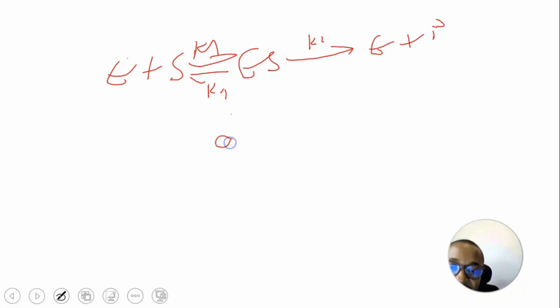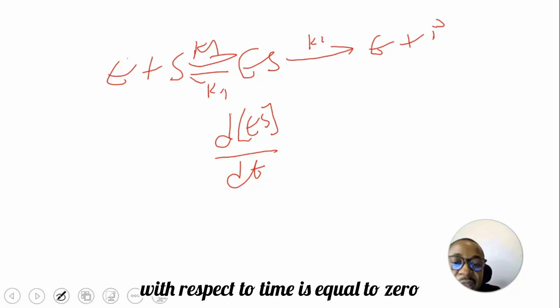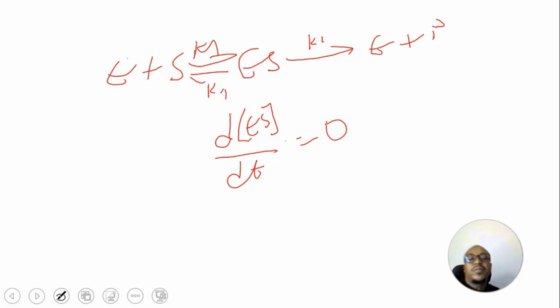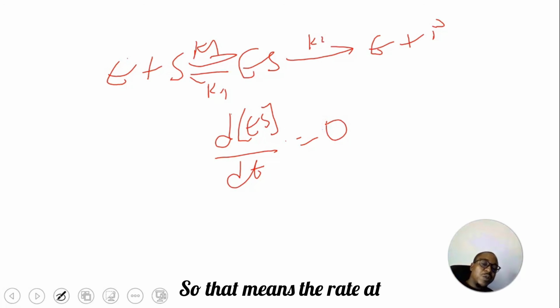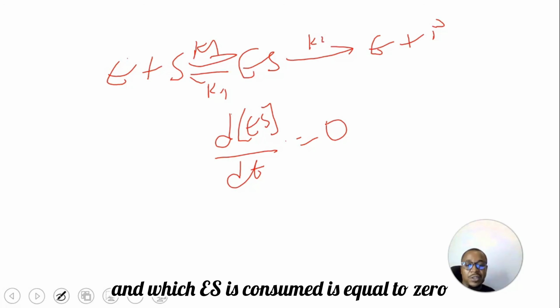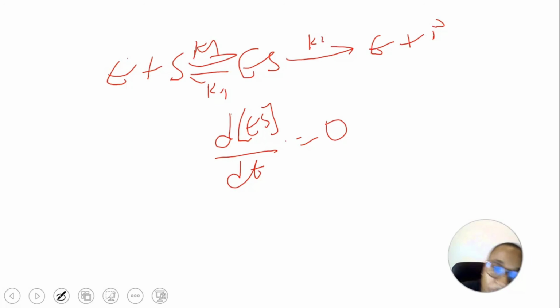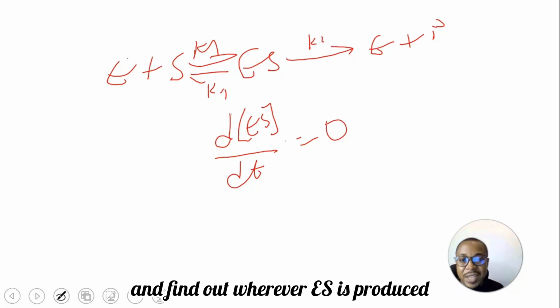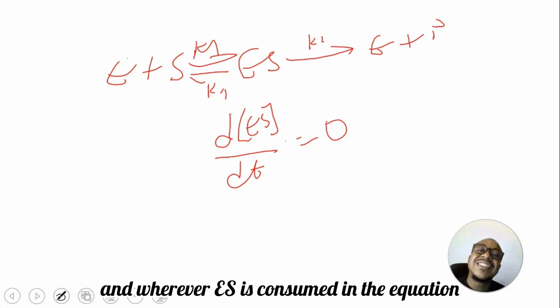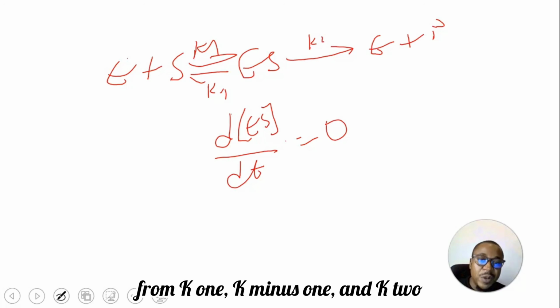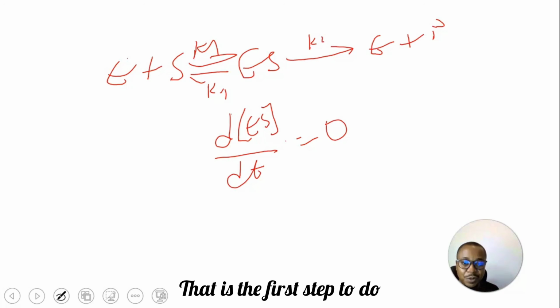The rate of change of ES with respect to time, d[ES]/dt, is equal to 0. So that means the rate at which ES is produced and the rate at which ES is consumed is equal to 0. So we'll go back to the equation and find out wherever ES is produced and wherever ES is consumed in the equation, from K1, K minus 1, and K2. That is the first step to do.